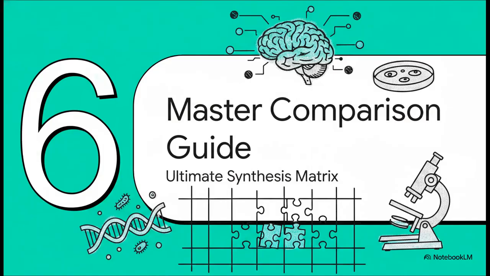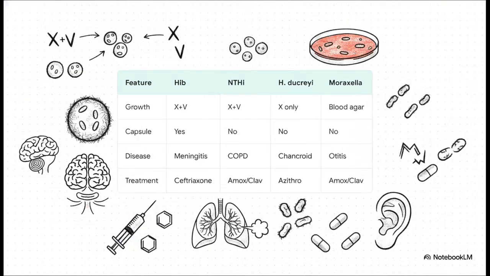Section 6. The Master Comparison Guide. Let's synthesize all of this. Go ahead and take a mental screenshot of this master comparison guide. Seriously, it summarizes exactly how all these pathogens relate and differ for really rapid exam recall. Look at the growth row. Hib and NTHI need both X and V. Ducreyi needs X only. Moraxella just grows on standard blood agar.